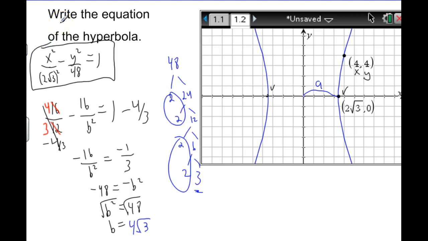So I think you've probably seen enough hyperbolas to keep working on homework. Do your homework in class today, and that's where you're at. Just a quick lesson on hyperbola.